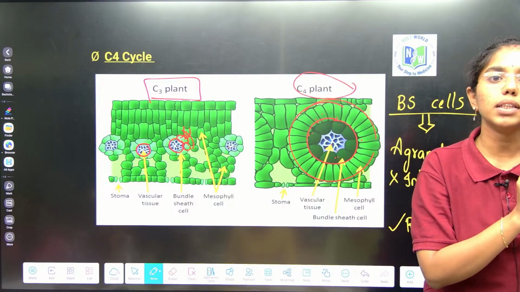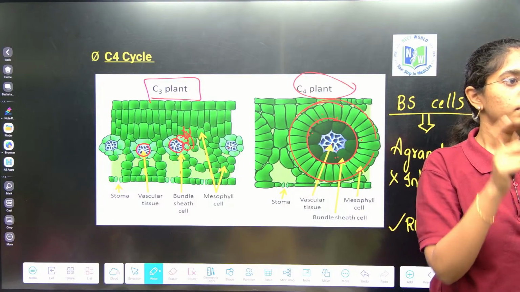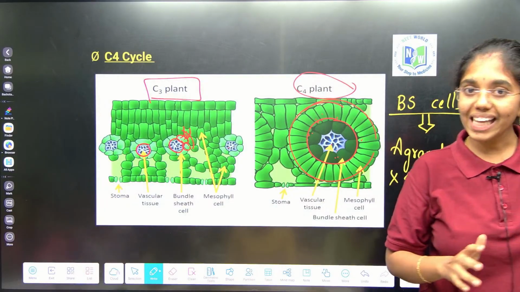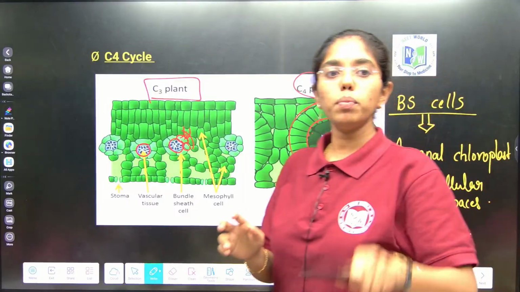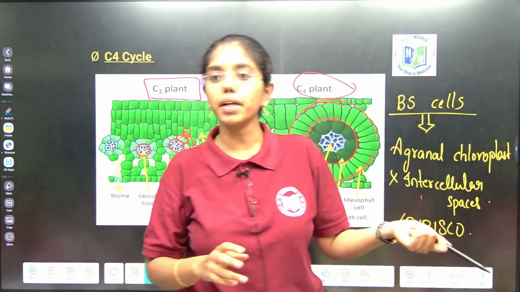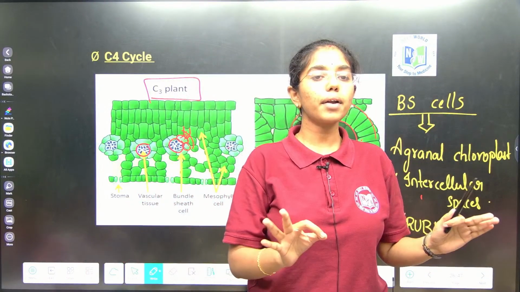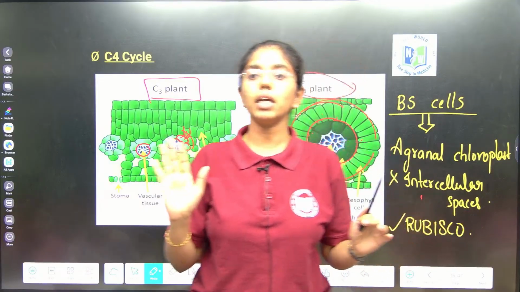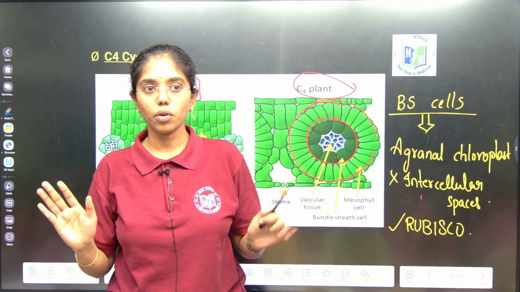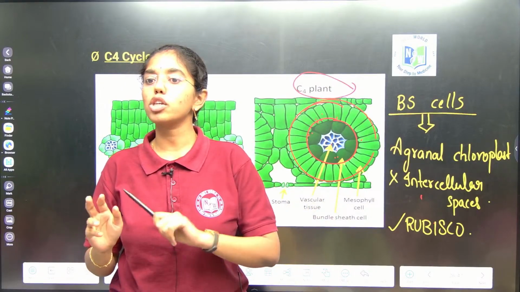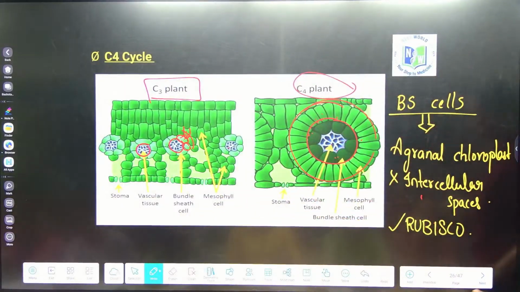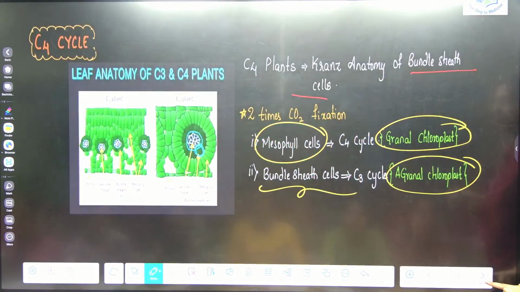Is there any oxygen present there? 0%, very low percent of oxygen is present. So is there any possibility of Rubisco performing oxygenase activity? No. 100% it will perform carboxylation activity only. Understood now? That is the reason photorespiration cycle is not operated in C4 plants. Clear? Good.